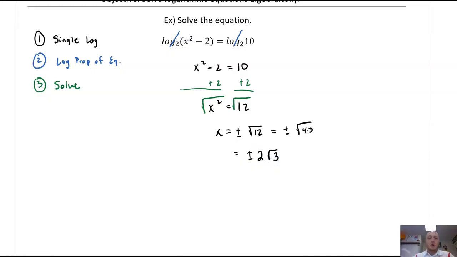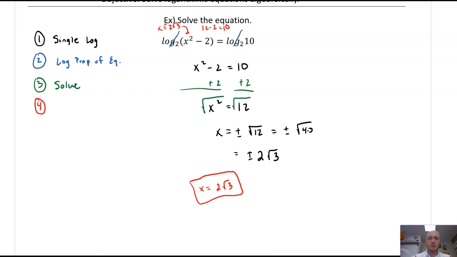Okay? All right, I got to check. Step 4, make sure you check. So if I plug in the positive 2 root 3 here, it gives me a 12. 12 minus 2. That's 10. Is that positive? Yes. So x equals 2 root 3. That's an answer.